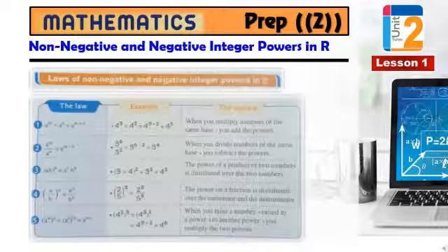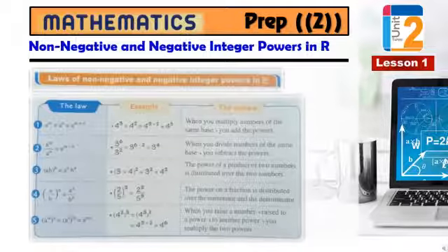4 is the same base, so we keep 4 and then add the powers. 3 plus 2 equals 5. So we say 4^3 times 4^2 equals 4^(3+2) equals 4^5.